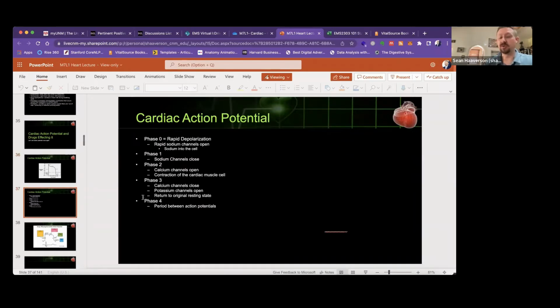Here's what happens. Phase 0 is when everything starts. Phase 0 is the start of depolarization. Phase 0 has our sodium channel, technically fast voltage gated sodium channels open, so sodium rushes into the cell, and that causes our cell on the inside to become more positive than negative. Phase 1, sodium channels are going to close. Potassium's kind of leaking around here.